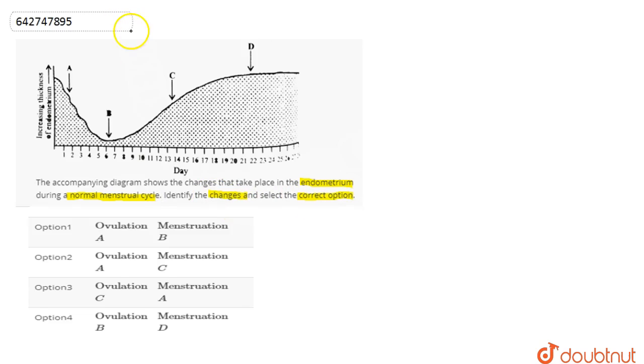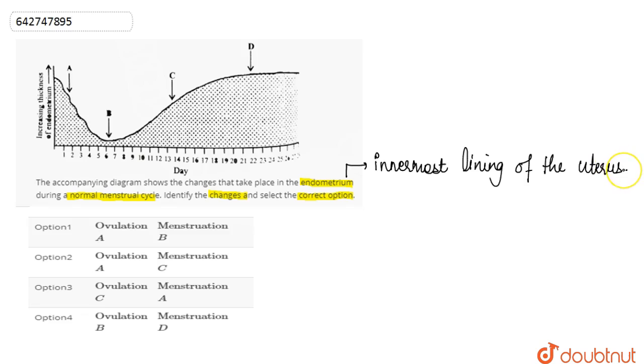Identify the changes and select the correct option. So basically, the endometrium is the innermost lining of the uterus. During the proliferative phase of the menstrual cycle, this lining becomes thick, but during the menstrual phase, this lining sheds if fertilization does not take place.